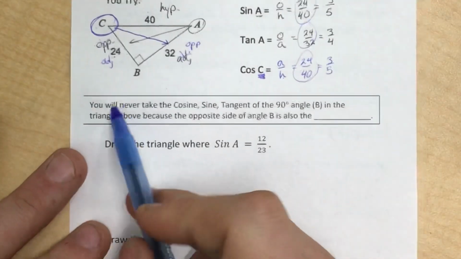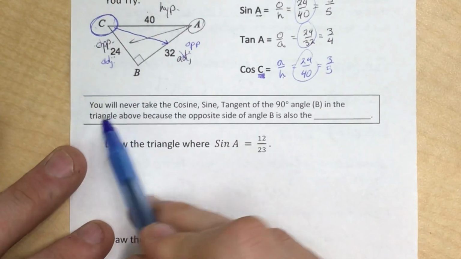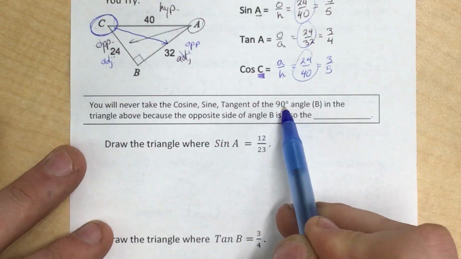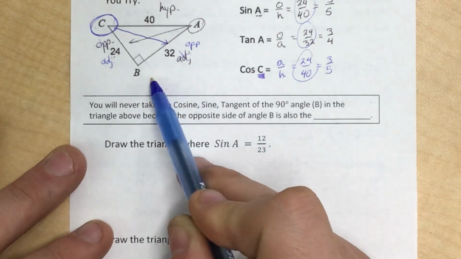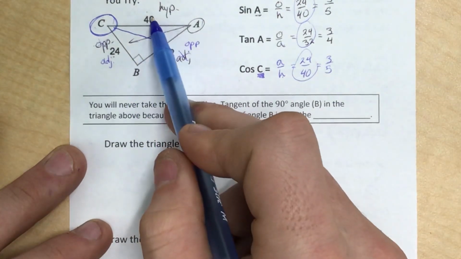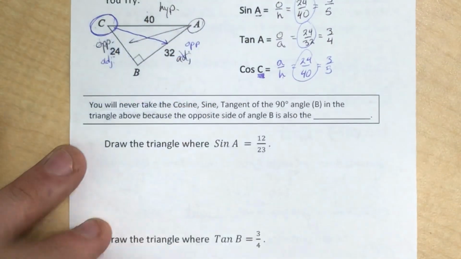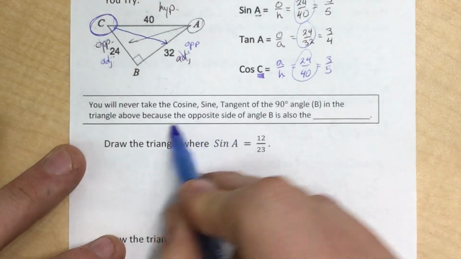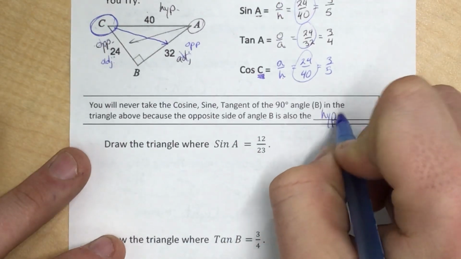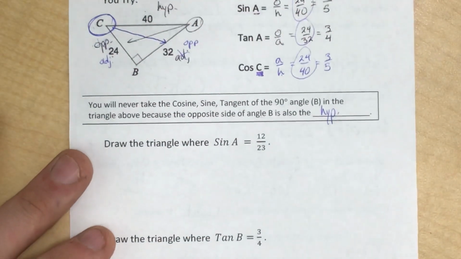Now, I've had the question, well, we never use B, ever. Well, that's because B is at the right angle. So you will never take the cosine, sine, or tangent of the 90-degree angle, okay? In this case, it's B. And that's because the opposite side of B is also the hypotenuse of the triangle, and then you would have two adjacent sides. So that would screw up the trig ratios. The opposite side of B is also the hypotenuse, and that screws stuff up. So we will always work the non-right angles, C and A in this example.